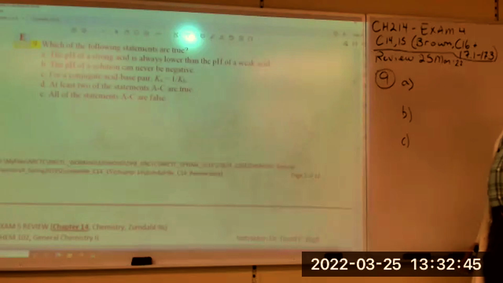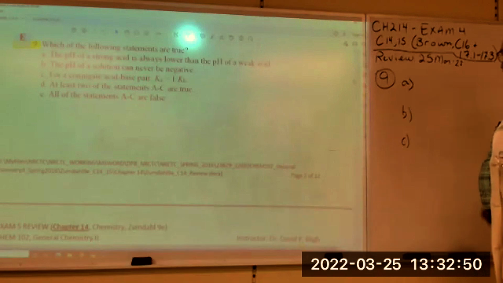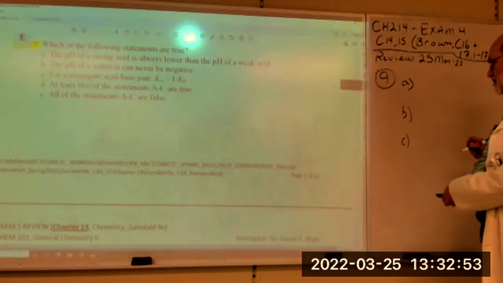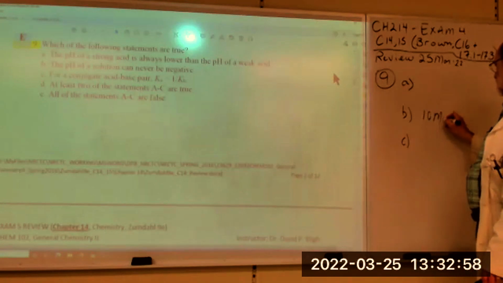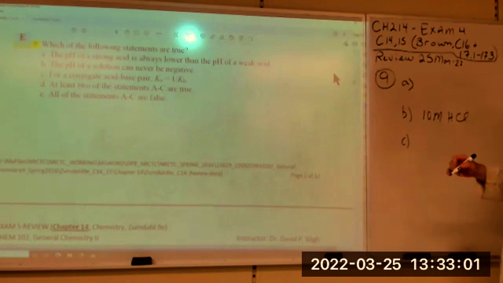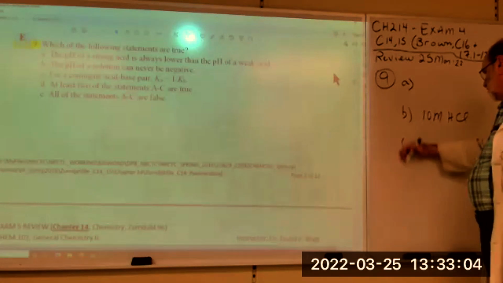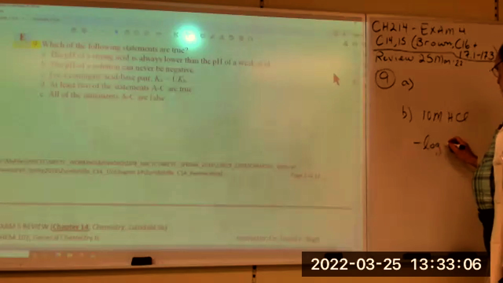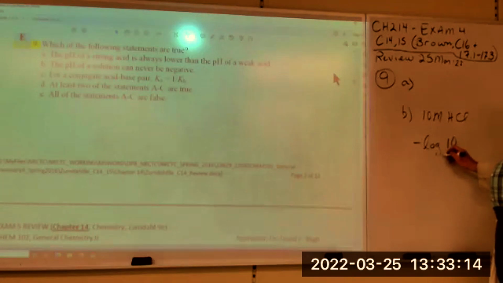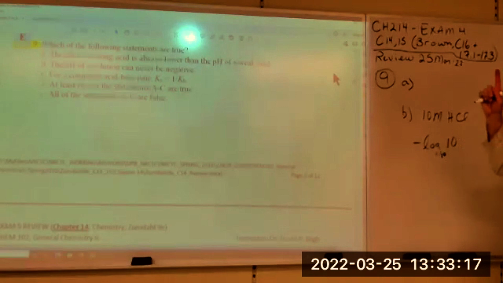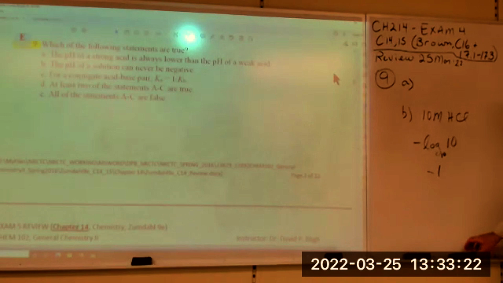What would a negative pH look like in a solution? I mean, how could we produce a negative? Let's say we had 10 molar HCl. Okay, so the negative log of 10 would be, what's the power of the base number 10? What's the power of 10 that makes it 10? 1, right? Okay. So you got a negative 1 pH.